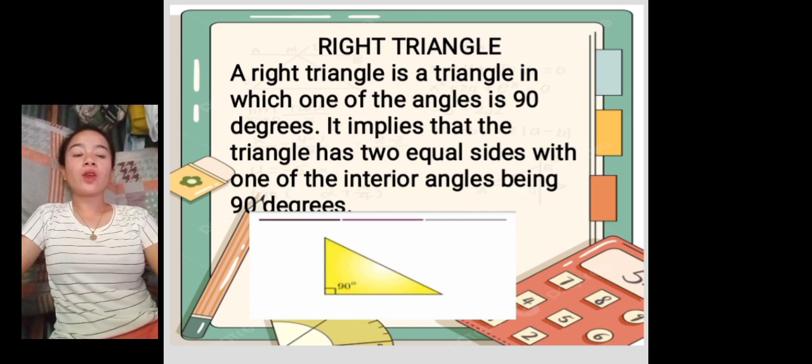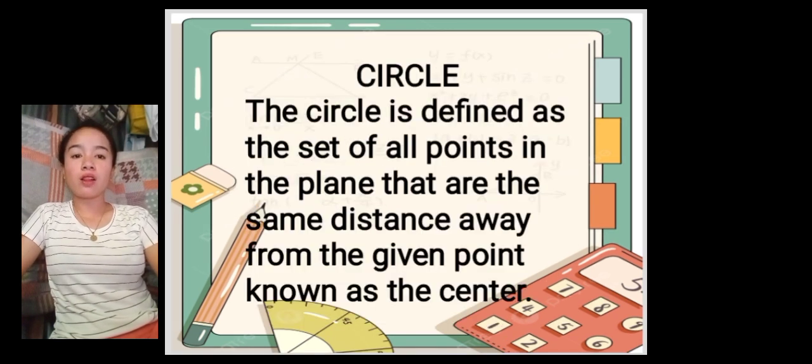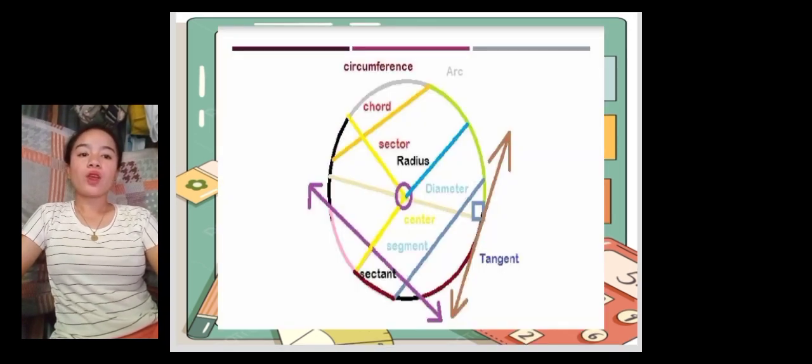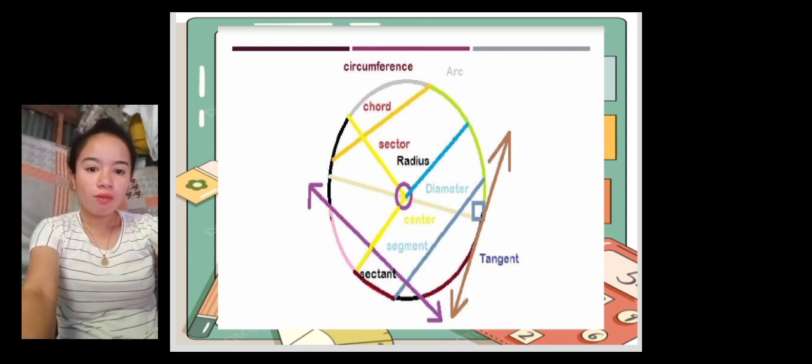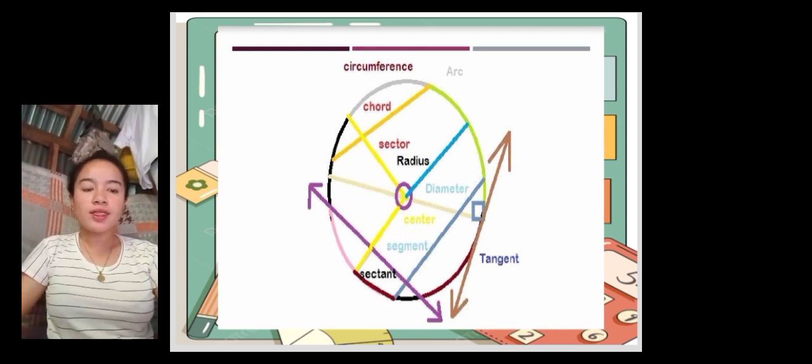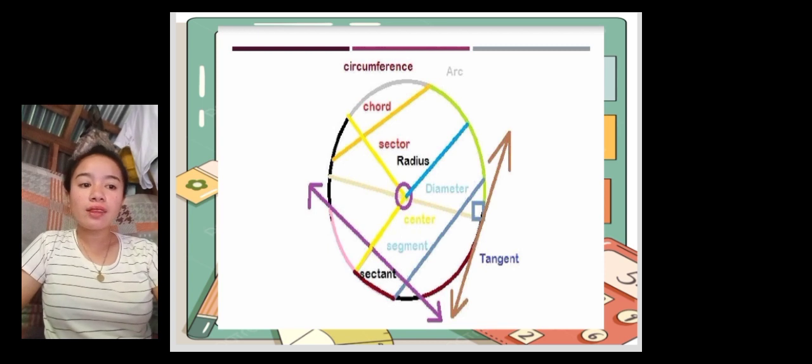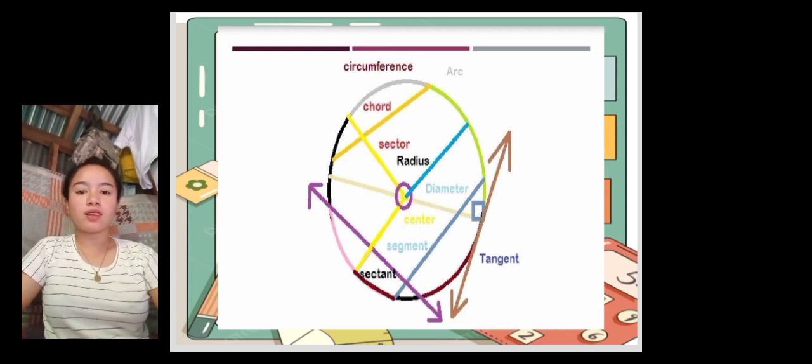So next, we will move on to circle. So what is circle? The circle is defined as the set of all points in the plane that are the same distance away from the given point known as the center. So here the examples of circles. We have a circumference, chord, sector, radius, diameter, center, segment, secant, and tangent.